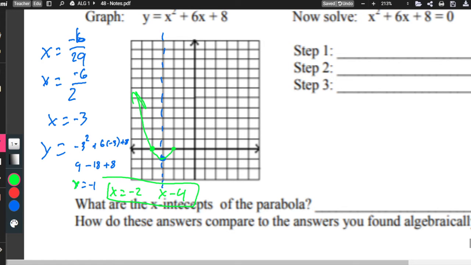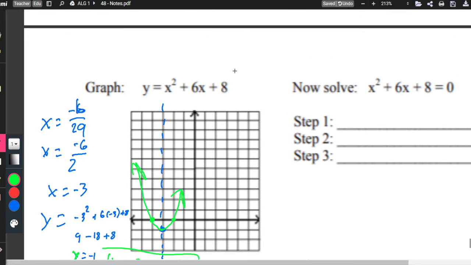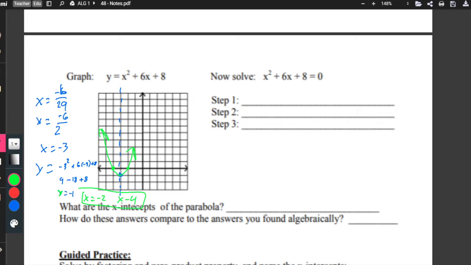A way you can do this with Desmos is if you type in your equation, like we have up here, and you look at your graph. If you click on your zeros, or where it crosses the x-axis, it'll highlight your points for you. You can also find your vertex this way. But that's how we would have done it when it comes to this.